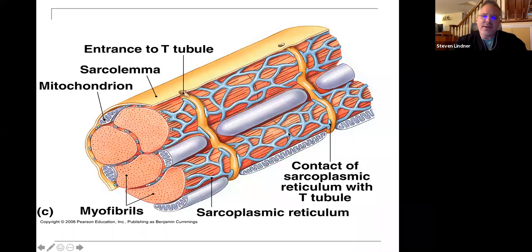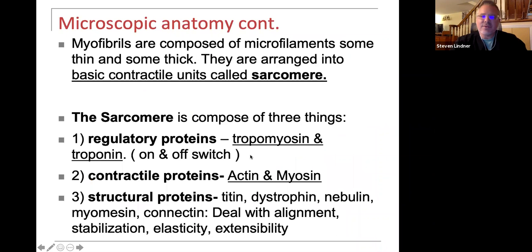What is stored in here? What's stored in the sarcoplasmic reticulum? What mineral is stored in here? Calcium. And if you look deep to the sarcoplasmic reticulum, you could see the actin and myosin. You could see those myofibrils underneath. That's what's going to interact, to contract.